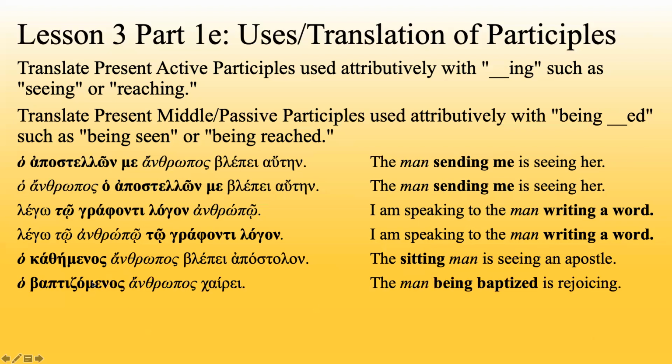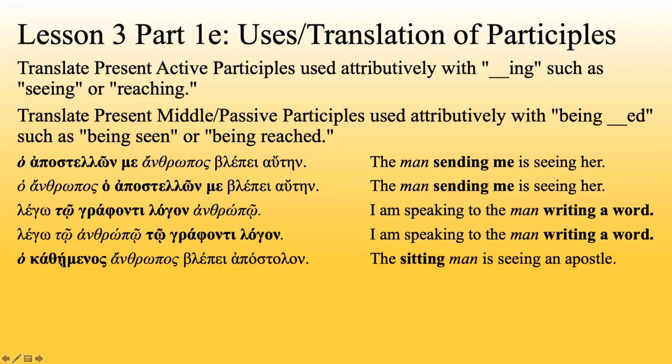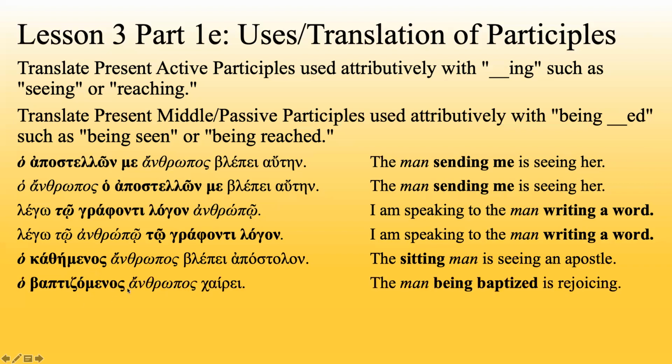Here's an example. That one was a deponent. So it's translated actively, even though the form of it is passive. Here is one that is actually passive. Ho baptizomenos anthropos chairei. The man being baptized is rejoicing. We need the being whatever because it's in the passive. This is not a deponent. So the man being baptized is rejoicing. And if we tried it in front, the being baptized man, that one sounds funny as well. You can only put one word participles in front of nouns. That's the only way that that works.